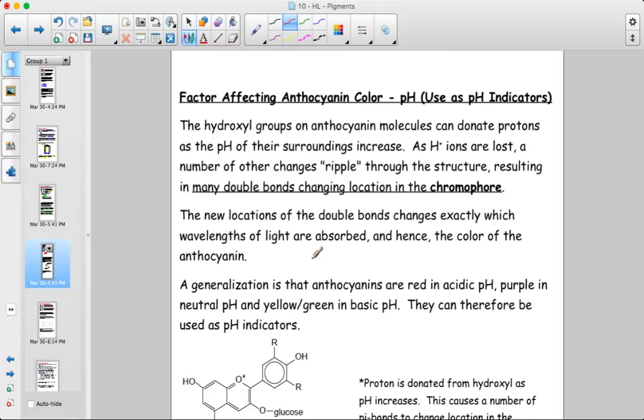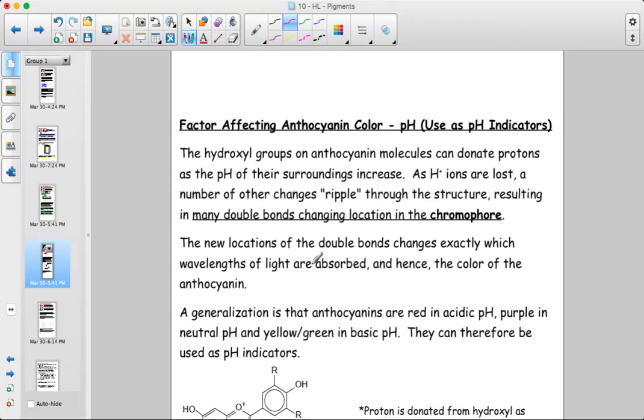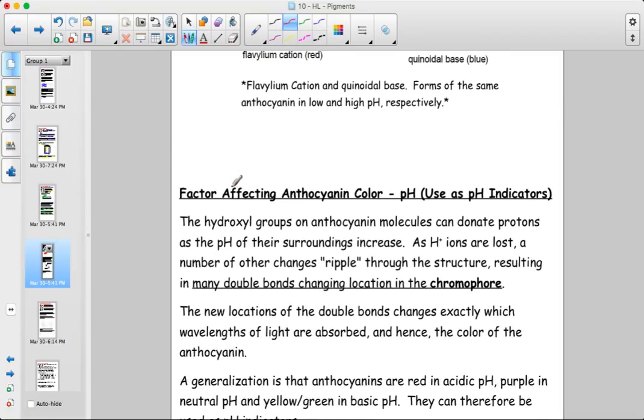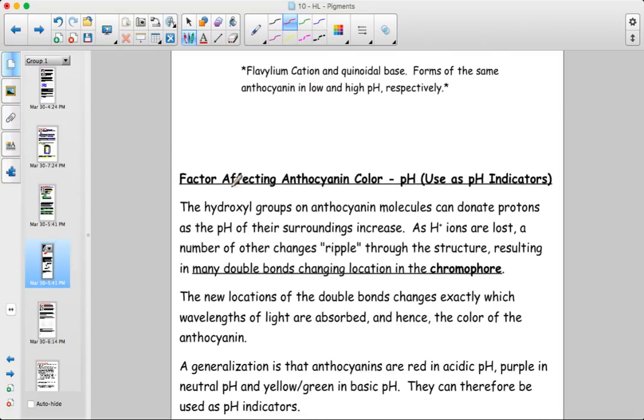One use of the anthocyanins is that they can be used as pH indicators. Many of you may have, in middle school, taken red cabbage and blended it up and used it as a natural indicator for pH. What happens is that the hydroxyl group over here in the anthocyanin can act as an acid, can donate protons if it's in a more basic environment.